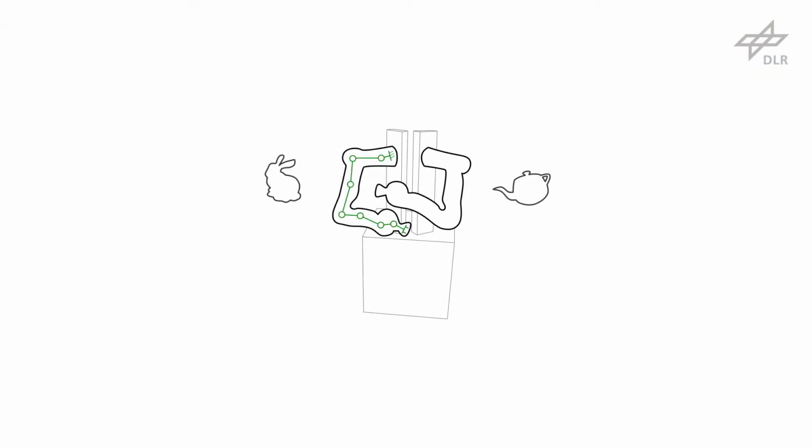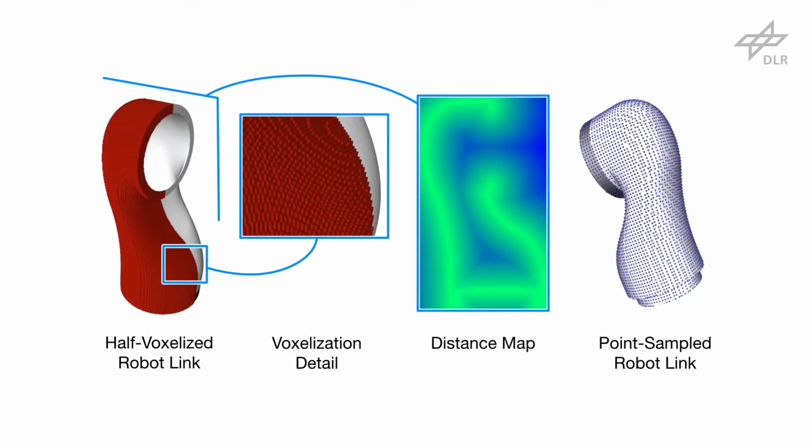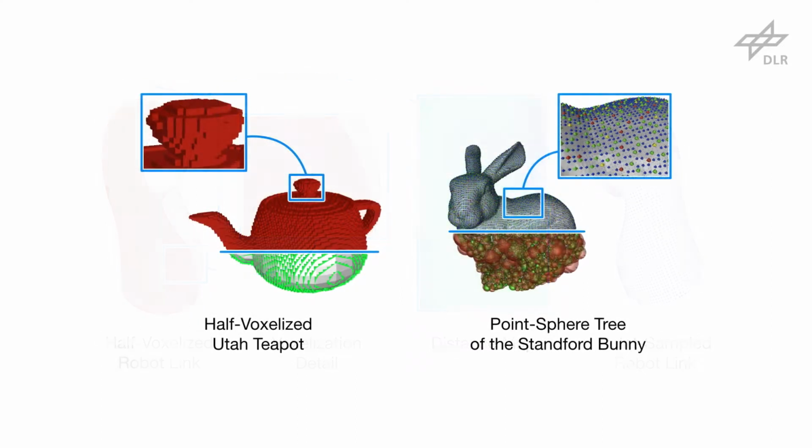Here is how it works. First, we need the kinematic chain of the mechanism, and additionally, the geometries of the links and the objects in the environment. In our example, object markers are optically tracked. Second, for each mechanism link we generate voxelized distance fields and point sampled representations. We do the same for the environment objects.